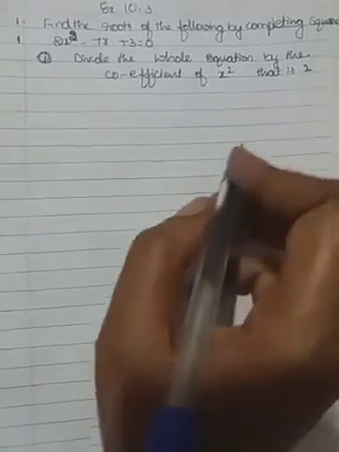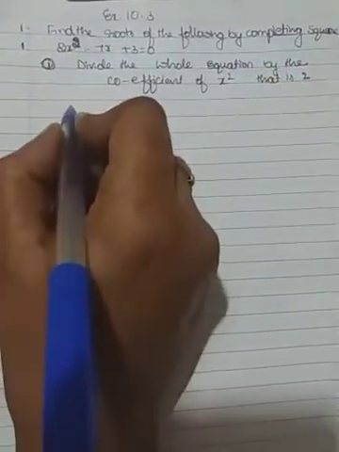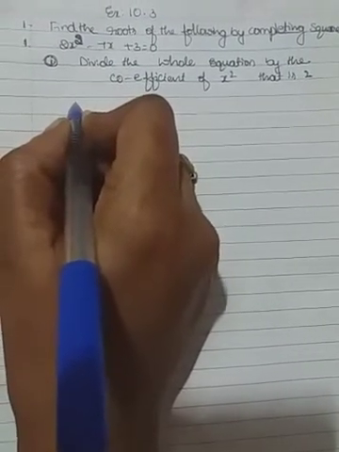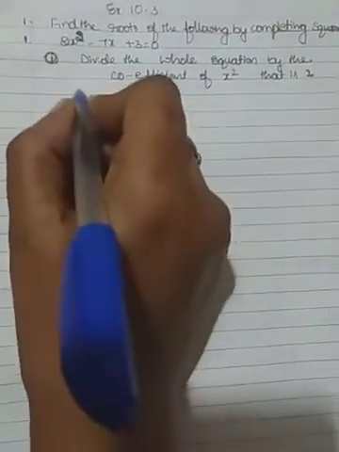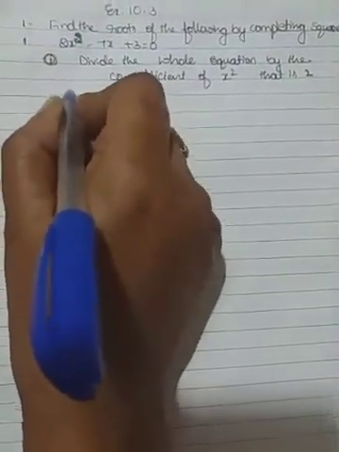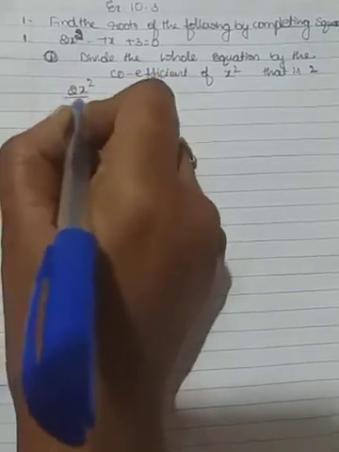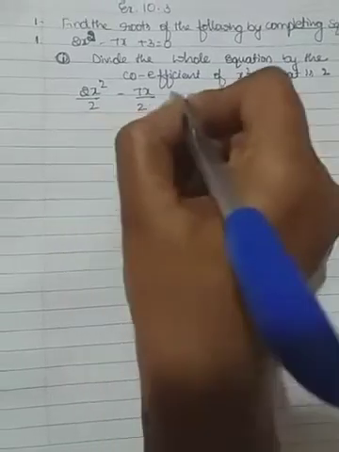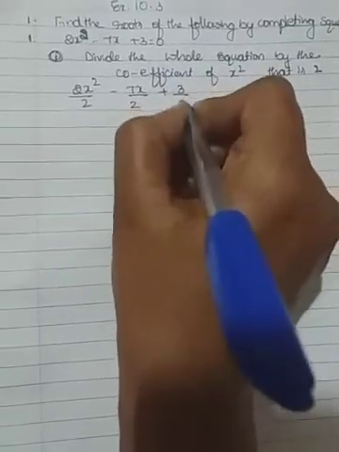Concentrate properly to find the roots by the completing square method. Here the coefficient is 2, so we have to divide by that. Let's divide the whole equation by 2. So we get 2x square divided by 2 minus 7x divided by 2 plus 3 divided by 2 equal to 0.